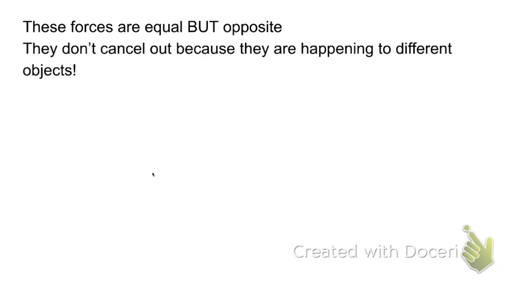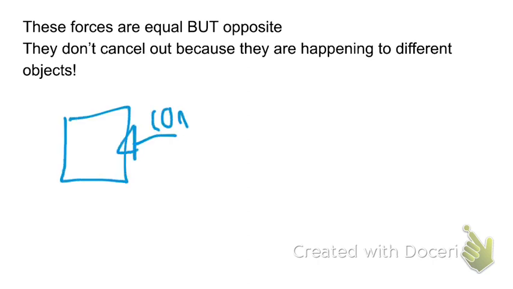So these forces are equal in strength. So if the action force is 10 newtons, the reaction force is 10 newtons. But they are opposite in direction. They don't cancel out because they are happening to different objects. So far, we have talked about forces on one object. So if we had an object that was receiving a 10 Newton force from this direction and a 10 Newton force from this direction, what would be the net force on this object? Zero newtons, because the 10s are pushing in opposite directions, so they cancel out.